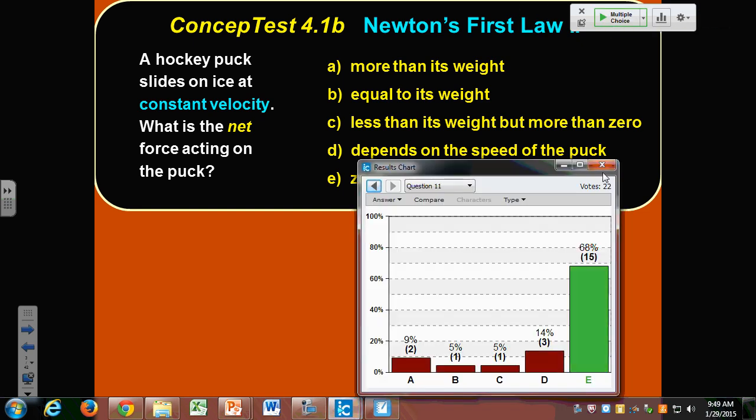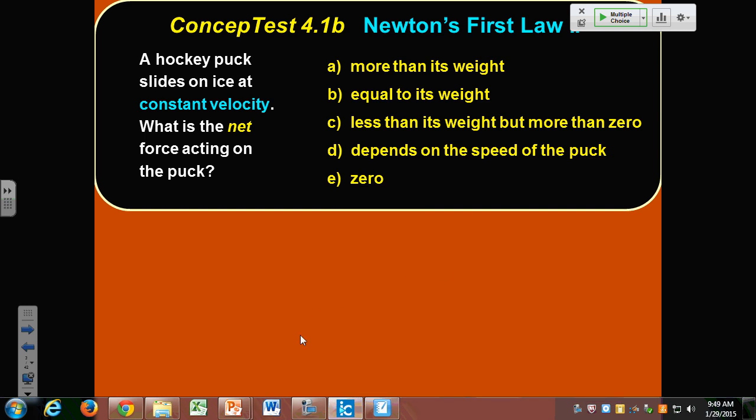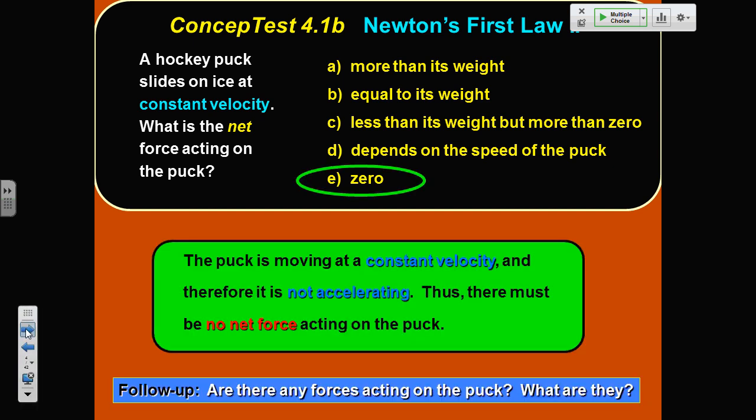Okay, E is right. If our acceleration is 0, constant velocity, that means that our net force is 0. There are forces, of course, acting on the puck. Gravitational force, there is, and the normal force are acting. But there are no forces acting in the horizontal direction. It's moving at a constant speed.